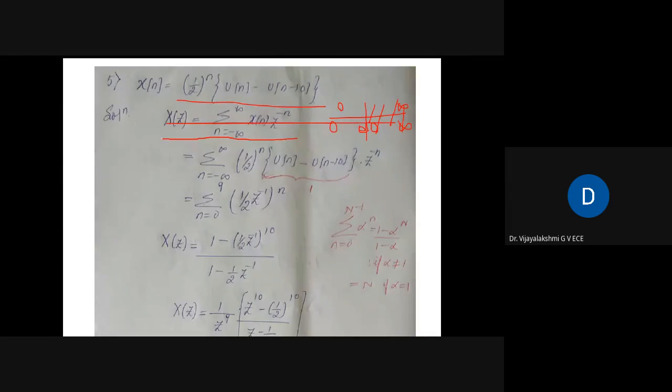First, let me tell you this equation. This is our Z transform equation: X of z is equal to the sum for n varying from minus infinity to plus infinity of x of n into z power minus n. In place of x of n, I have half power n into u of n minus u of n minus 10. And we know that this is a unit step, whose value is 1. So half power n into 1 gives half power n itself, into z power minus n.